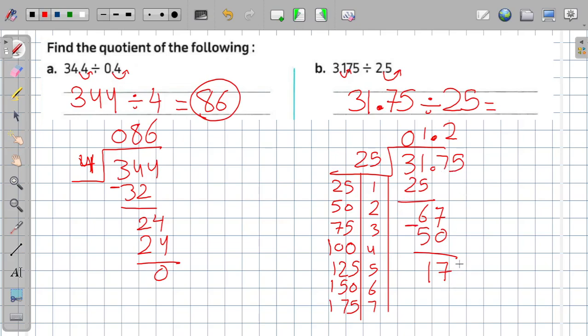The next digit is 5, so I have 175 divided by 25. I think it's in the timetable of 25. So I have 175 divided by 25 equals 7. So the result will be, or the remainder first, will be 0, and the result will be 1.27, and this is our result.